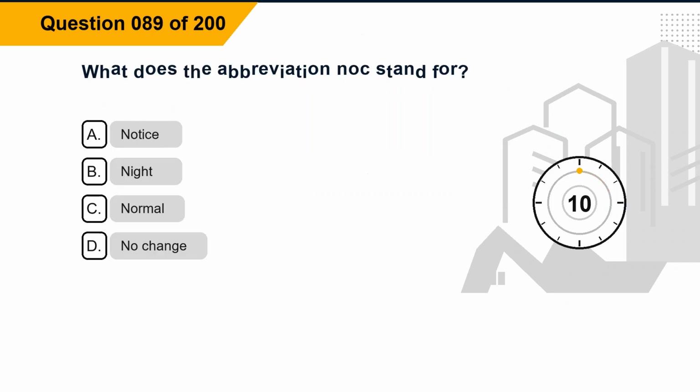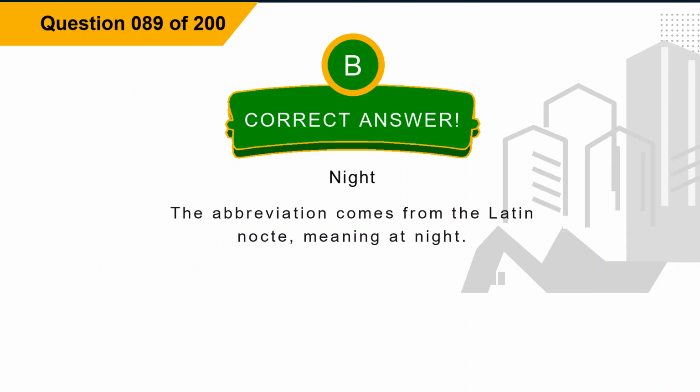Question 89. What does the abbreviation NOC stand for? Option A, notice. Option B, night. Option C, normal. Option D, no change. The correct answer is option B, night. Explanation. The abbreviation comes from the Latin noct, meaning at night.